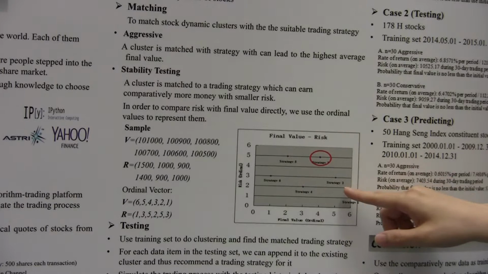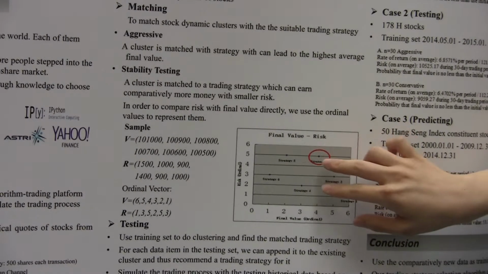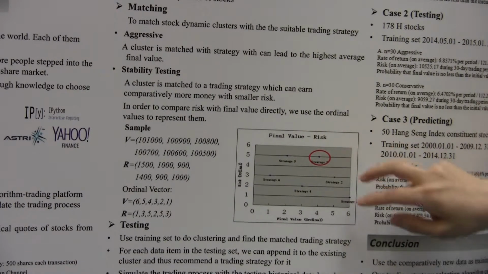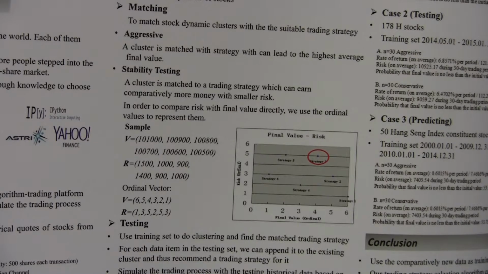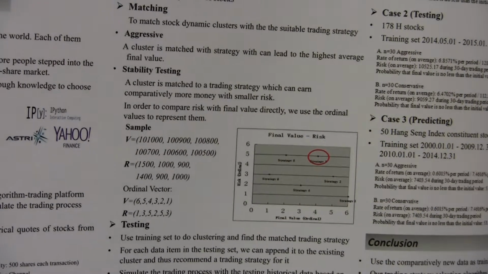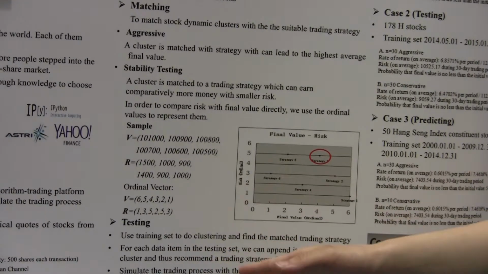Although strategy 3 has a lower final value than strategies 1 and 2, we can see that it decreases the risk a lot. So strategy 3 is the best choice for this case. And after we get these results, we will do the testing and predicting.